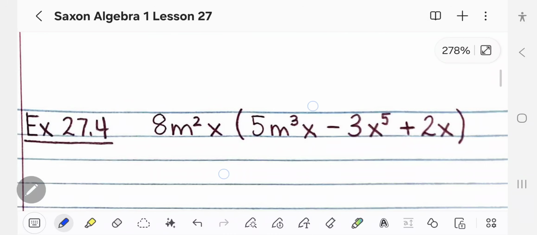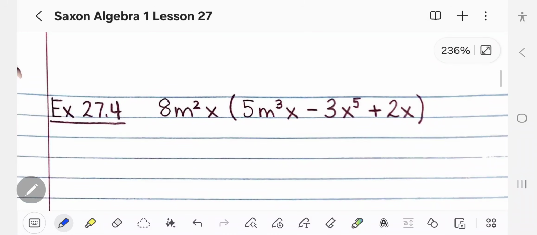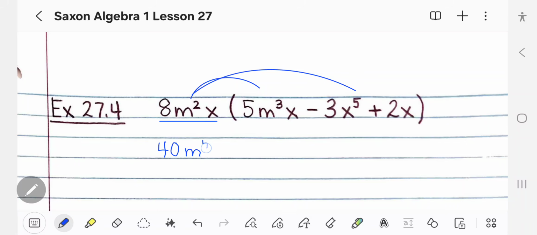All right, we have one more. We're going to multiply each term on the inside by this factor on the outside. So we're going to multiply the 8 times the 5. That's going to give us 40. m squared times m cubed would be m to the 5th. Remember, add your exponents when your bases are the same and you multiply. All right, now we have an x times an x, which would be an x squared.